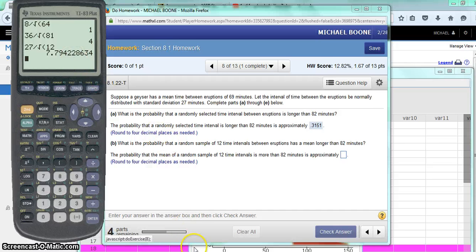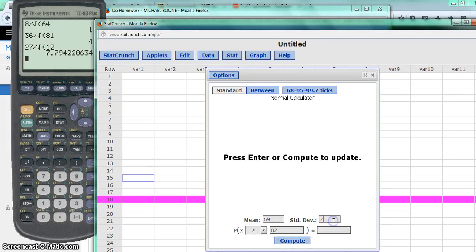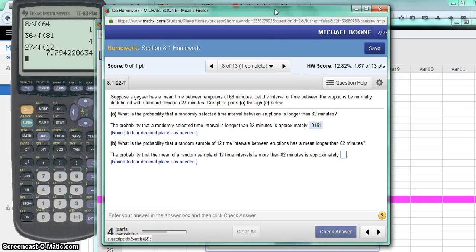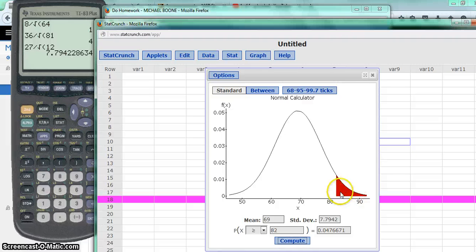7.7942. Try to go maybe out to 4 decimal places on these. And still longer than 82 minutes. So do you think that this probability would go up or go down? And it's going down because, again, we're getting closer and closer to the mean with the larger sample size we get. So that means less and less of the population will be greater than that 82. So now we get a 0.0477.